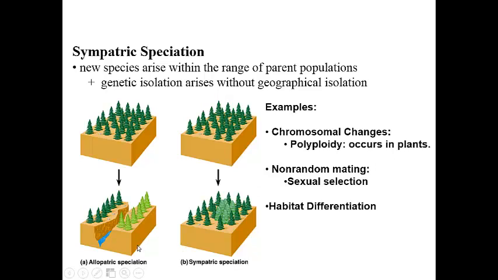Again, allopatric speciation is when a physical barrier is going to separate two populations, where sympatric speciation is when any factor other than a geographic barrier separates the two populations.